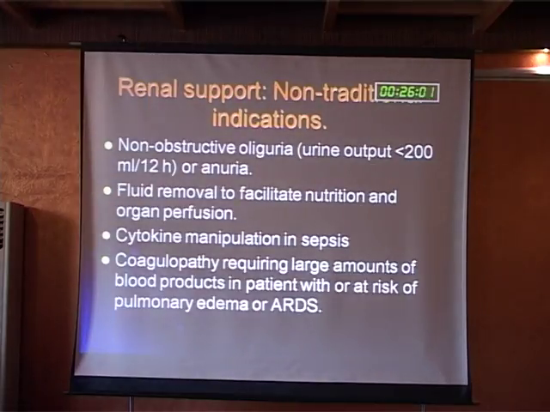And on this premise, the indications are more non-traditional, in the sense that if you have non-obstructive oliguria, urine output less than 200 for 12 hours, that is what you call oliguria, and the patient is anuric for more than 12 hours, you don't wait for anything, just start dialysis. And fluid removal to facilitate nutrition and organ perfusion, and some of the centers are very finicky about it.